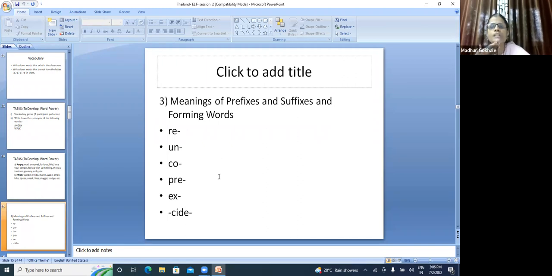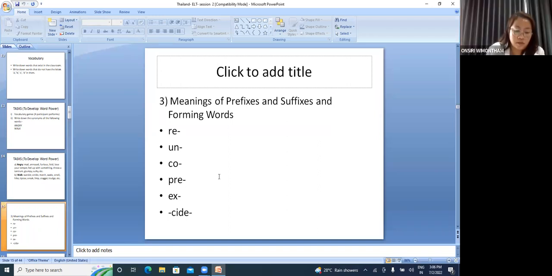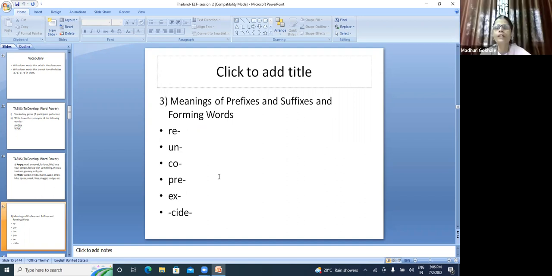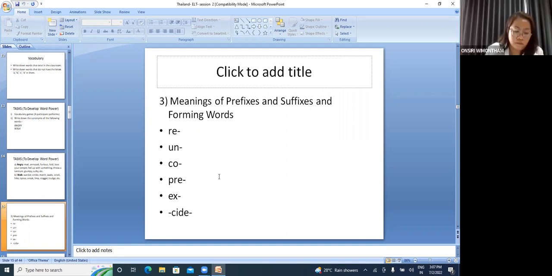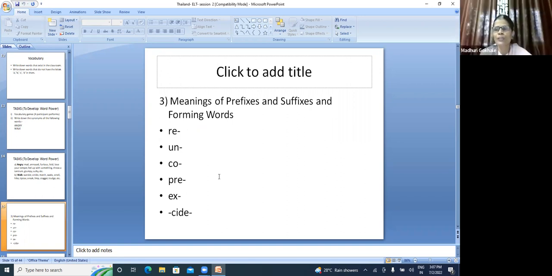Can anyone tell me what is the meaning of the suffix dash C-I-D-E? Yes. Do you want to give me the answer? Like suicide. Yeah, so what's the meaning of dash C-I-D-E? Don't check your Google. I'm asking you.